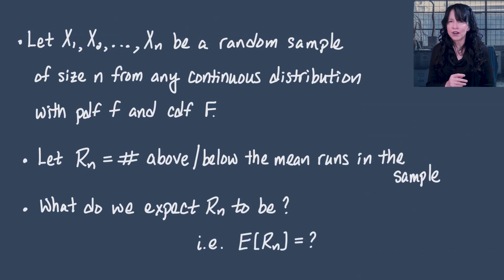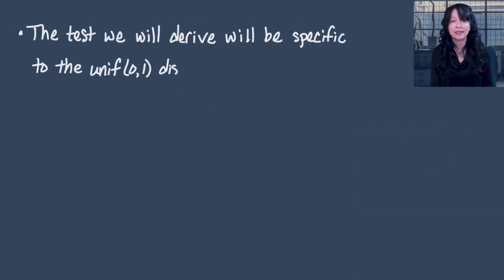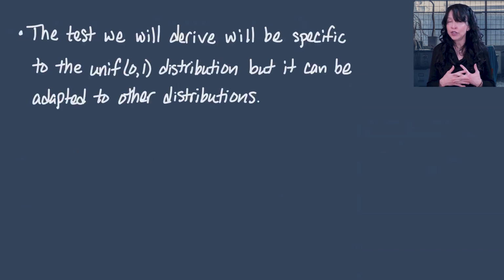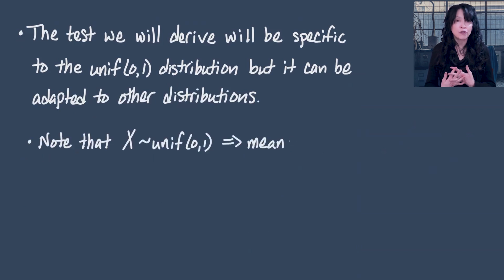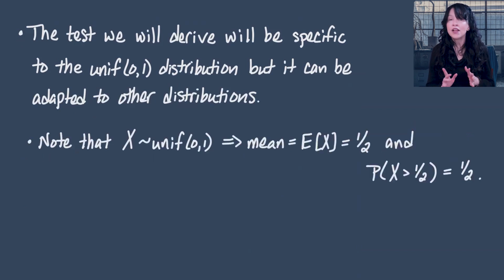So what do we expect Rn to be in statistical notation? What is the expected value, this E of R sub n? Again, this is going to be specific to the uniform 0-1 distribution, but it can be adapted. So note that if you have a uniform 0-1 distribution, the mean for that distribution is 1/2. And the probability that a uniform 0-1 is above this mean or below, or even greater than or equal to or less than or equal to, is 1/2, because the interval 0 to 1 is cut in half with that 1/2. In the flat line distribution, we are equally likely to be above or below. So the probability of being above is 1/2.